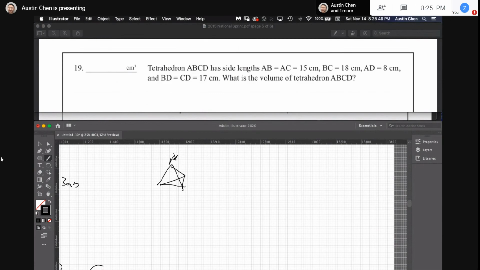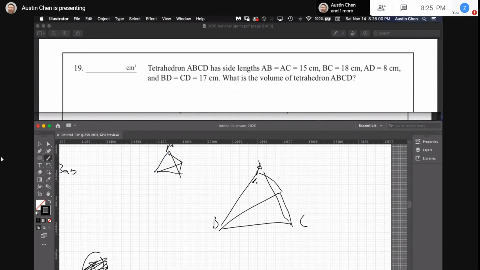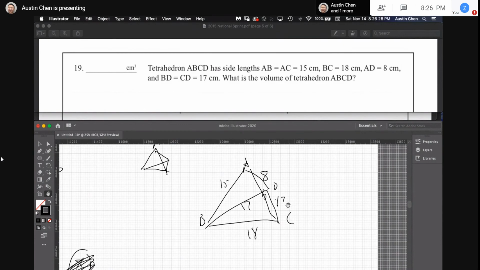Okay, so we have A. Actually, this is kind of small, I'll make it bigger. Okay, A, B, and C. AB equals AC, they're both 15. BC is 18. AD is, let me label that D, AD is 8. And BD equals BC equals 17. Okay? And we want to find the volume of the tetrahedron ABCD.